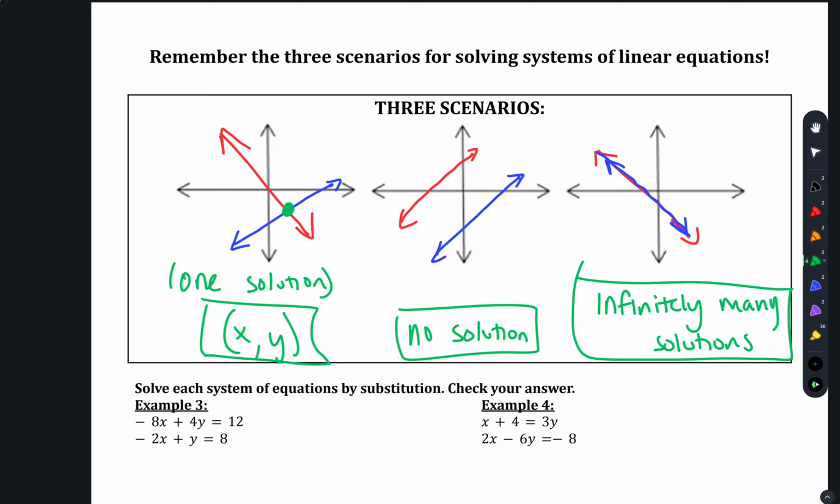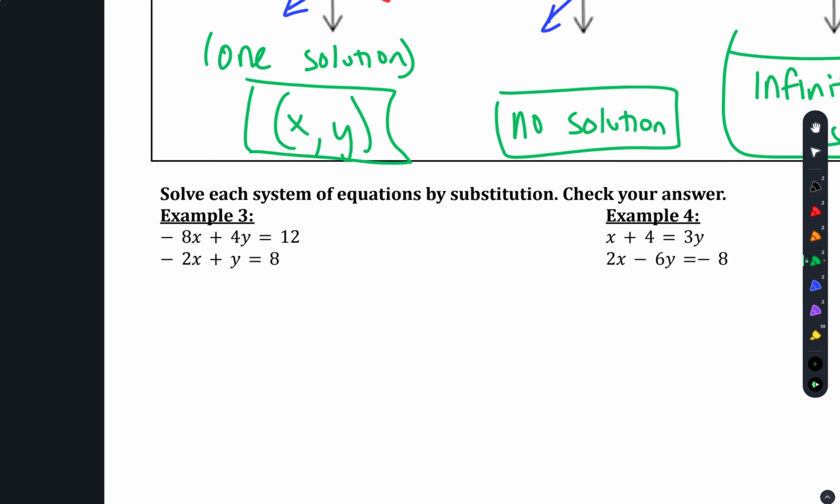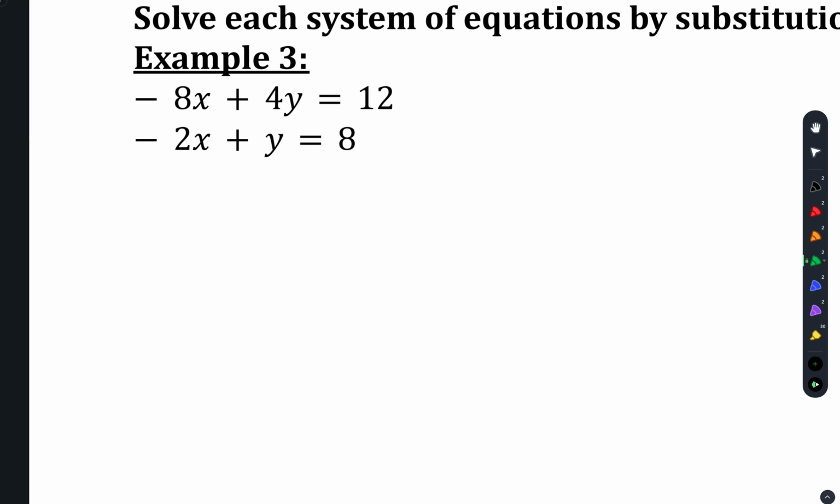So what I'm going to show you today is what it looks like without the graph when I have no solution or infinitely many solutions. So let's take a look at example 3. These are going to be mixed in there with all your other problems, so you're going to be starting these the exact same way that we always do. Take a look at example 3.